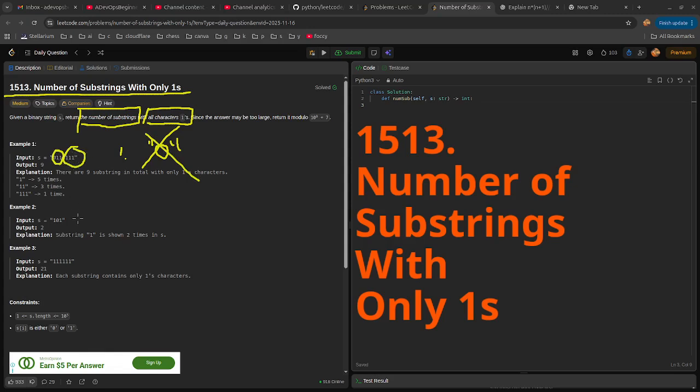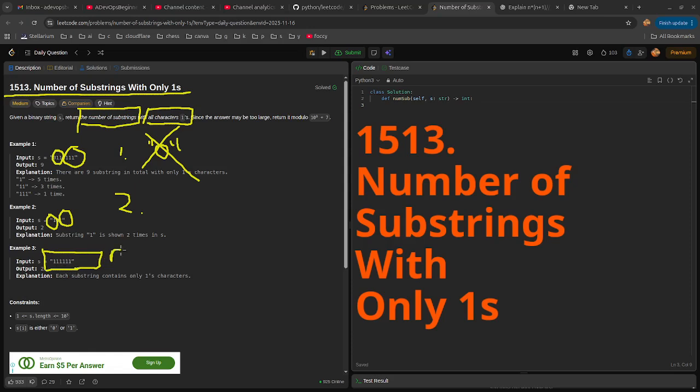In this case, there are going to be two, and just one. Then for each substring, the problem turns into what's the total number of substrings in this substring.